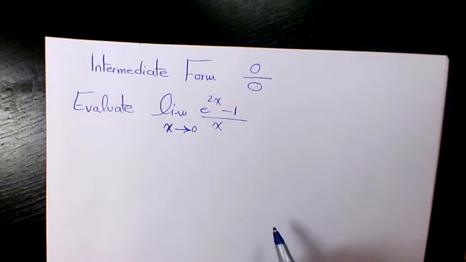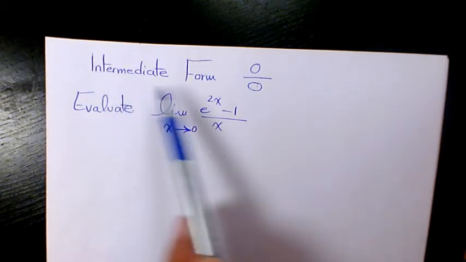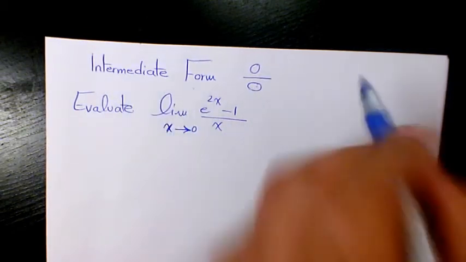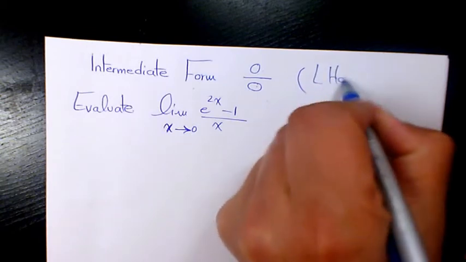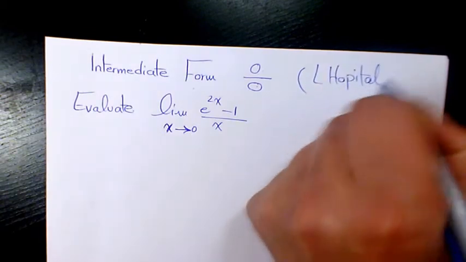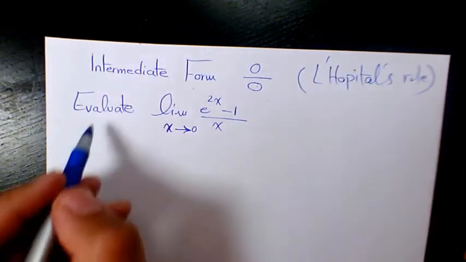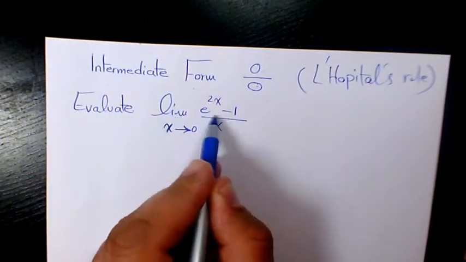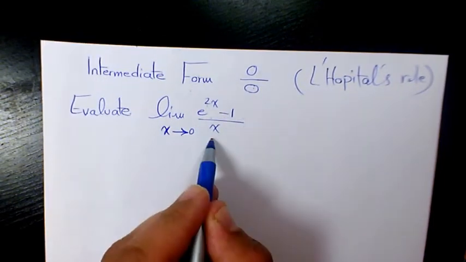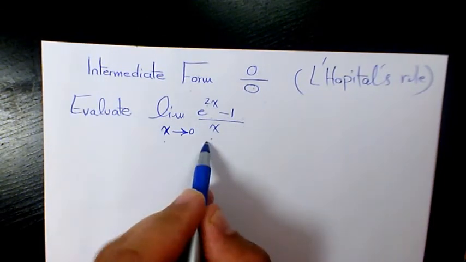Welcome to another video. In this video I want to show you what it means when we are talking about the indeterminate form of 0 over 0 and L'Hopital's rule. We need to evaluate the limit of (e to the power of 2x minus 1) over x when x approaches 0. So let's find it.